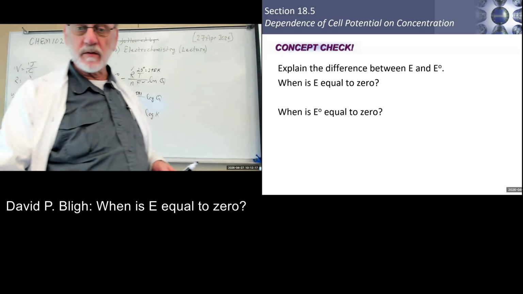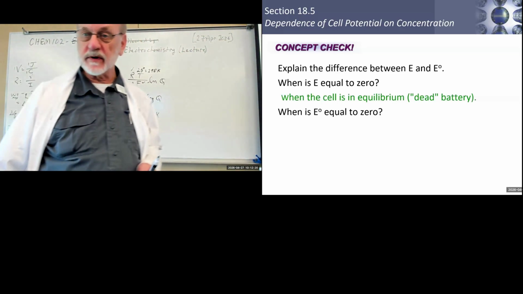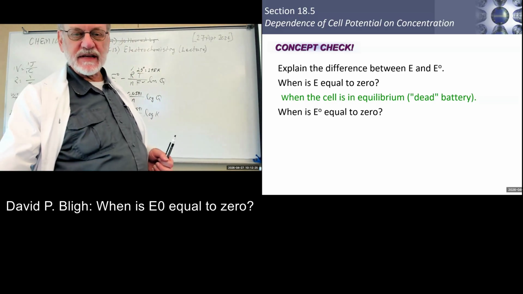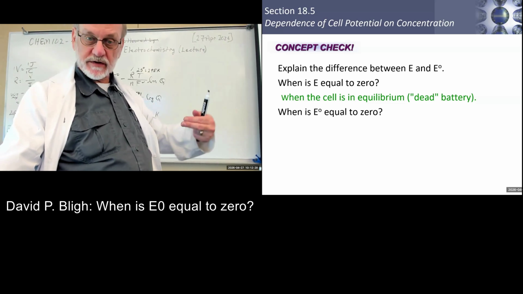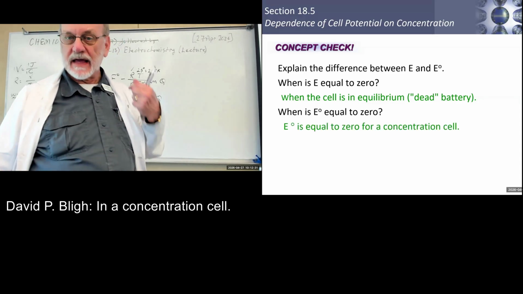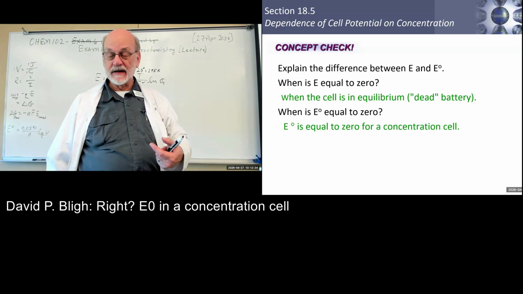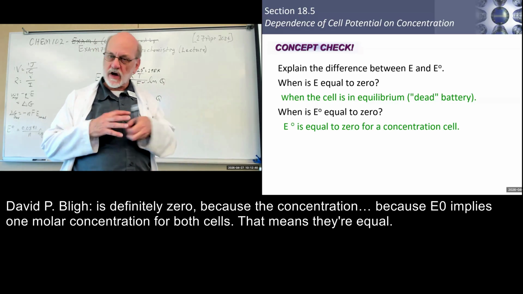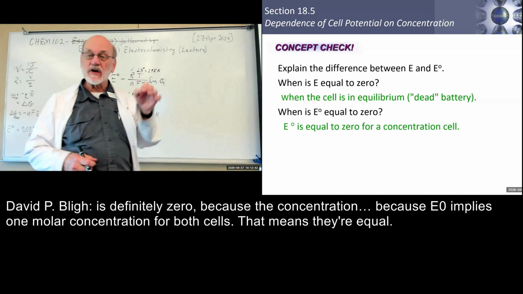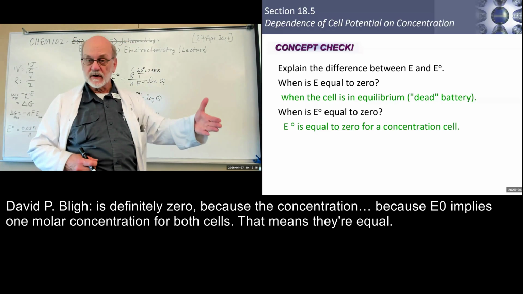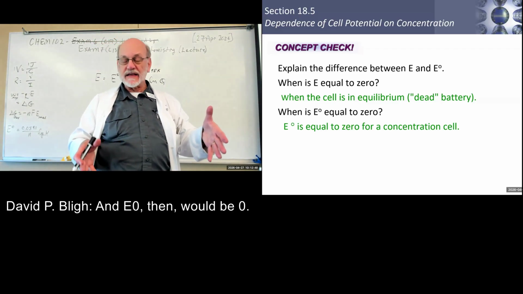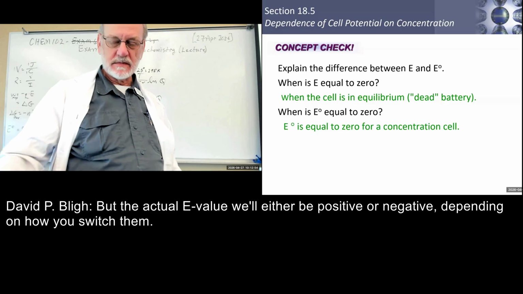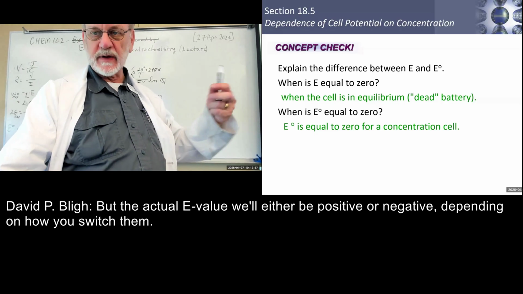When is E equal to 0? When the cell is at equilibrium. In other words, you have a dead battery. When is E0 equal to 0? In a concentration cell. Right? E0 in a concentration cell is definitely 0 because E0 implies 1 molar concentration for both cells. That means they're equal. And E0 then would be 0. But the actual E value will either be positive or negative depending on how you switch them.